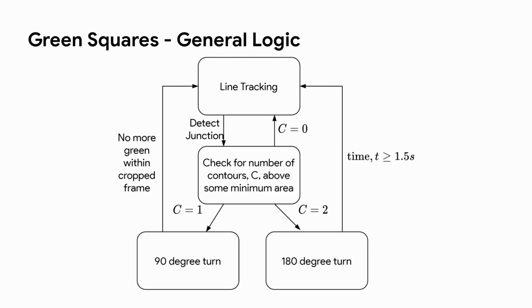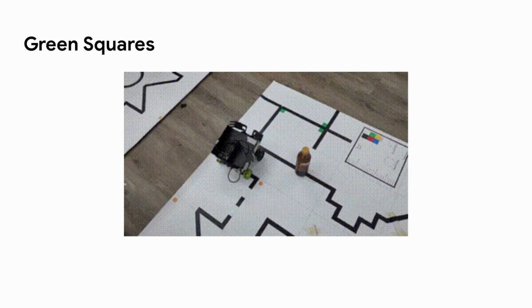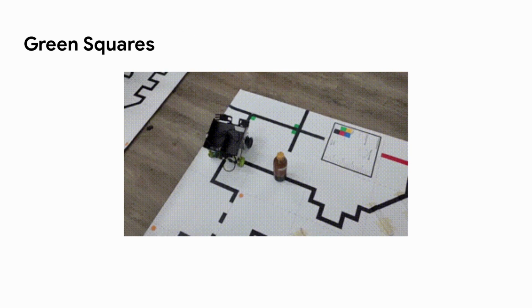If there are two contours, then we know that the junction contains a double green square. We then perform an on-the-spot turn for some specified time, which we found was around 1.5 seconds. We can turn by time as any inconsistencies in its final heading will be corrected by the line checking algorithm. So this is the robot doing the green squares.